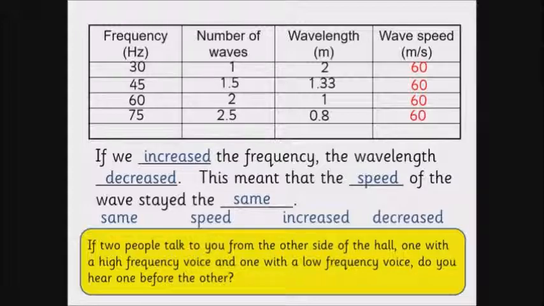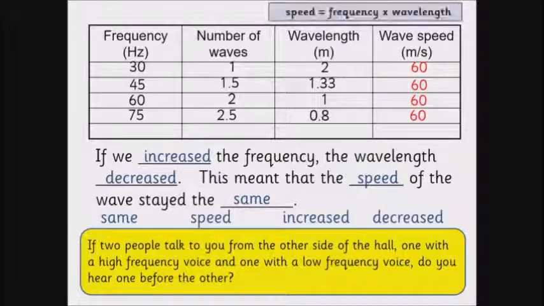Because the frequency is changing, so therefore the wavelength will change, but the speed of sound through air would stay the same. But we can change the frequency because the wavelength changes as the frequency changes. Okay, so that's the general idea.